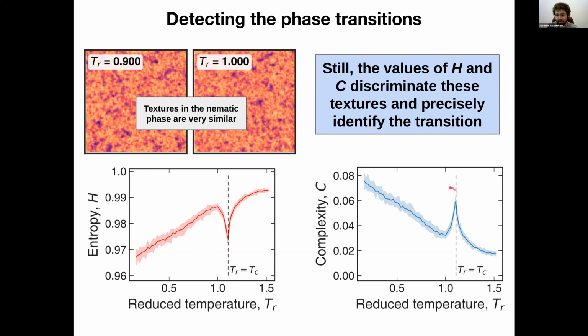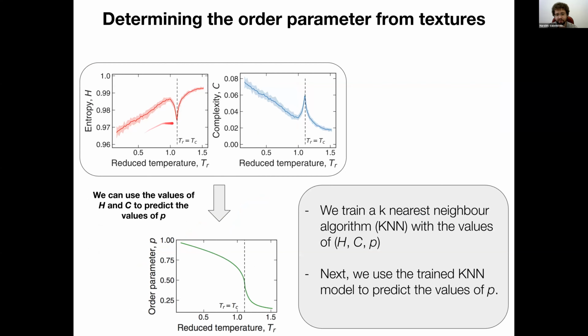We also see that these two quantities are capable of identifying the phase transition. We have a peak in the complexity exactly at the temperature where the system is transitioning from the nematic to the isotropic phase, and we have a similar behavior for the entropy. So basically, this indicates that our approach can work. Our values of entropy and complexity perhaps can predict the order parameter of the system directly from the images. And so we tried to do that. So we now have the values of entropy and complexity, and we also have the values of the order parameter.